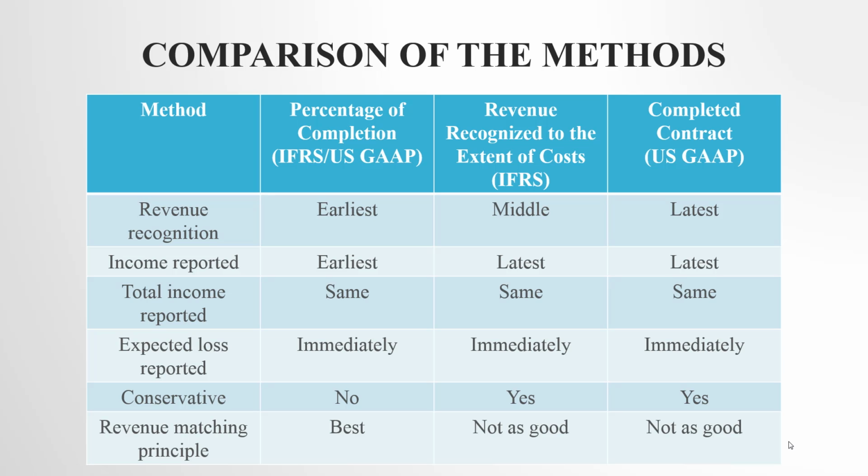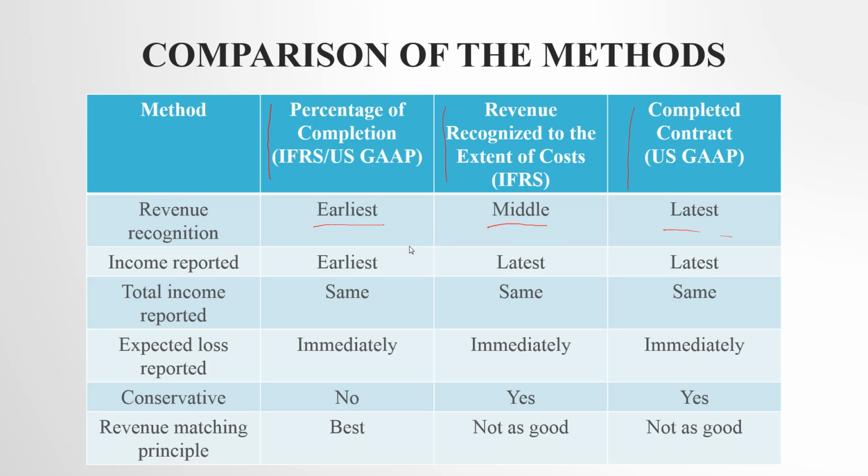Now let's take a look at a table comparing the three methods that we have learned so far. The percentage of completion method, which is used when the outcome of the contract can be known reliably, and the other two methods that are used when the outcome of the contract cannot be known reliably. In terms of revenue recognition, the percentage of completion method reports higher amount of revenue earlier on in the life of the contract compared to the other two methods.